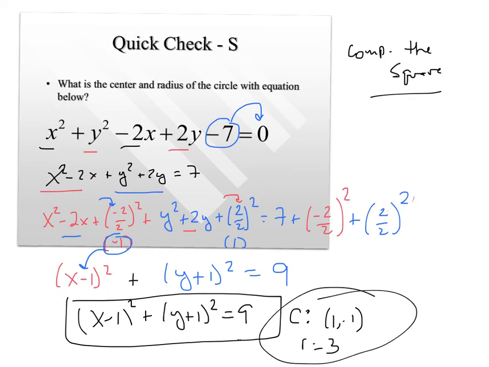And that's how we can use completing the square to take something in standard form and reformat it so it's a format for an equation for a circle.